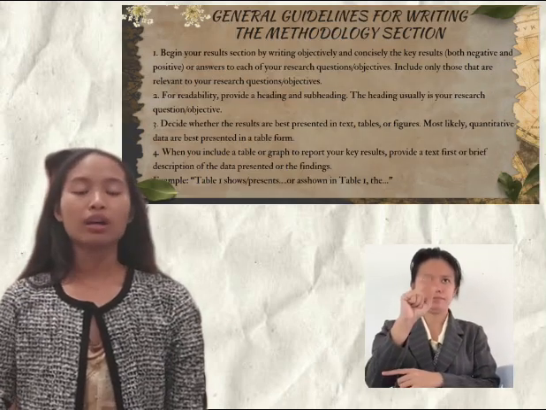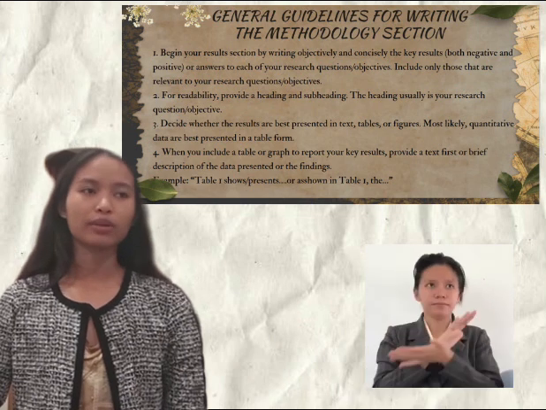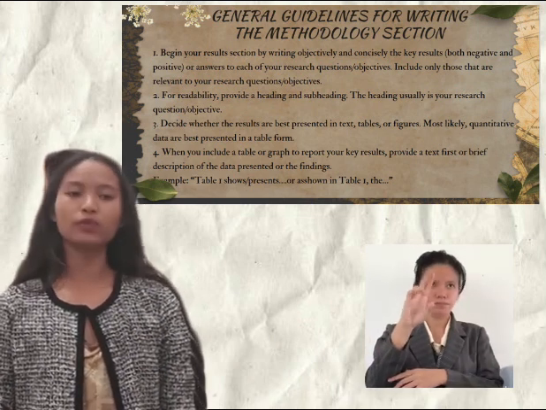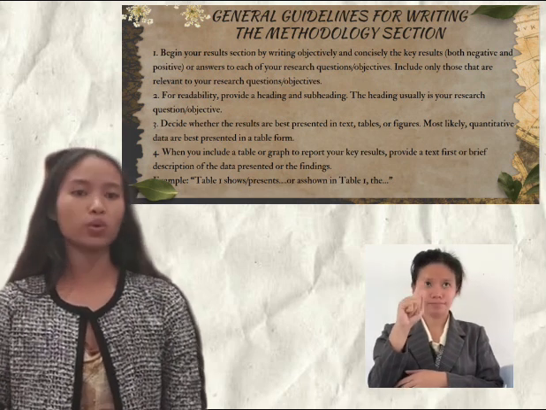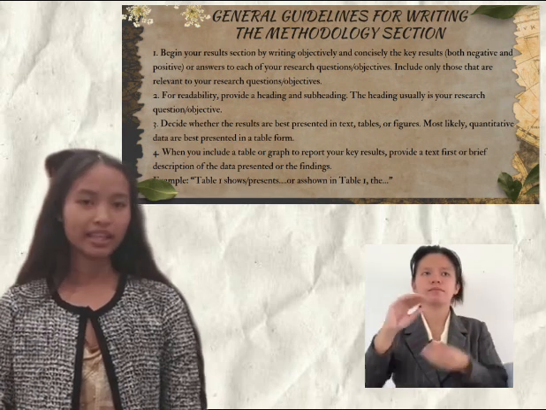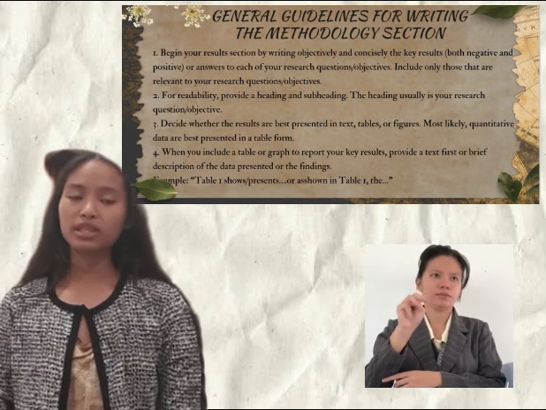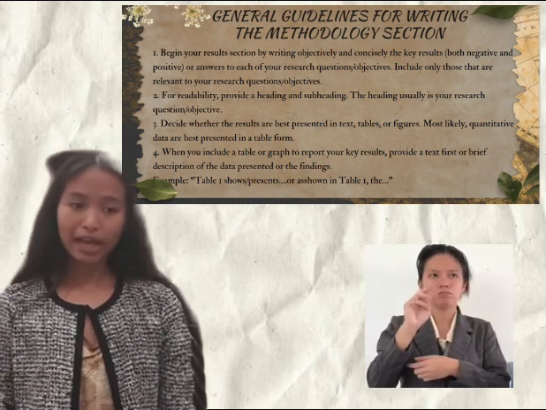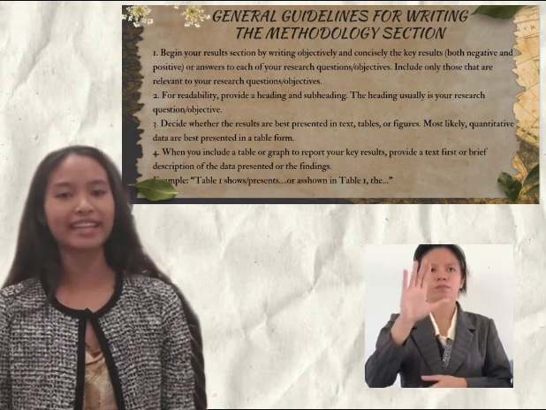So, here are the first four general guidelines in writing the results section. The first one is to present only relevant results, both negative and positive, based on your objectives. The second one is to use clear headings and subheadings following the order of your research question. The third one is to use tables or graphs for quantitative data and describe them briefly in text.